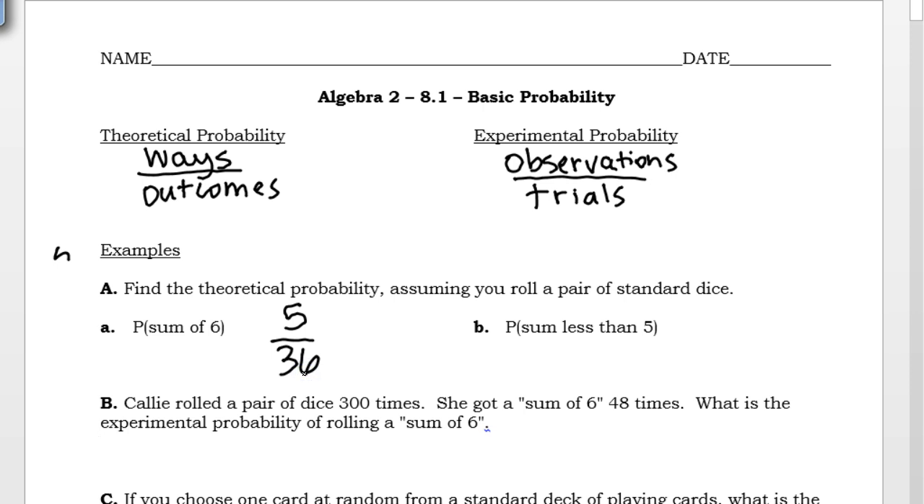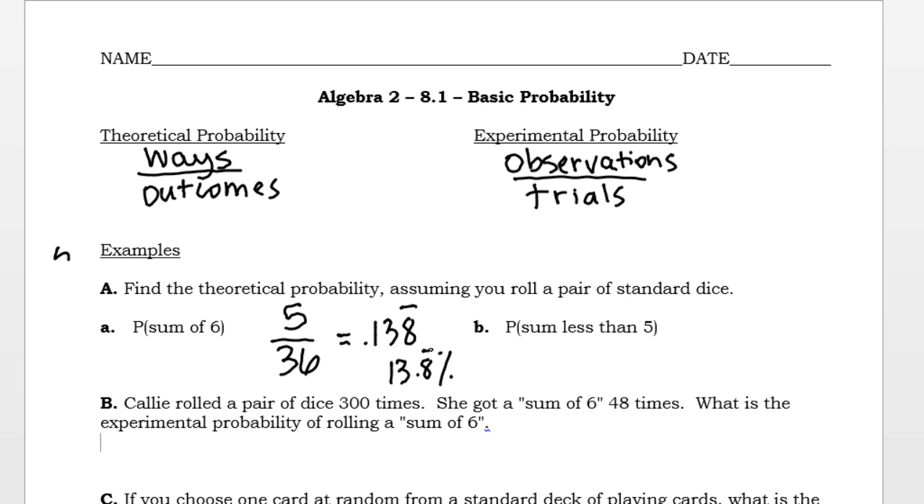Now I said that a probability can be a fraction or a decimal or a percent. If you would like to leave the answer 5 out of 36, you can. That's the right answer. If we wanted to take it a step further, I know that is the same as 0.138 repeating. We could even take it a step further and say 13.8%. But if you wanted to leave it at 5/36, that's fine.